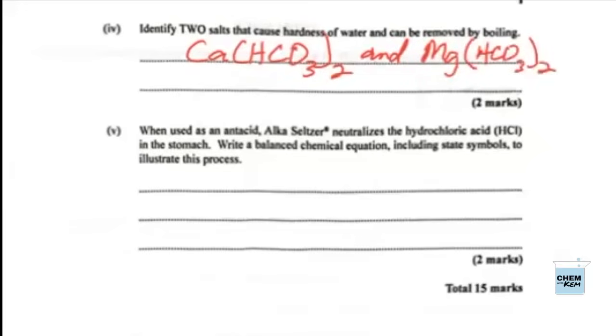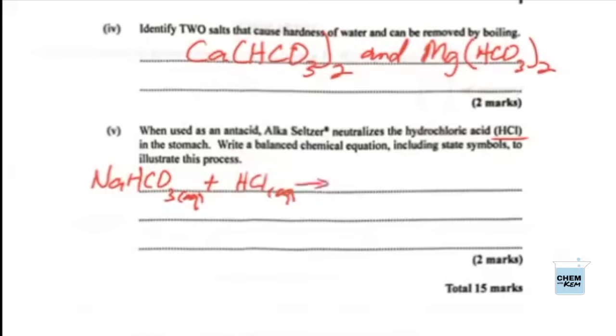When used as an antacid, part 5, Alka-Seltzer neutralizes the hydrochloric acid in the stomach, and they gave the formula of HCl. Write a balanced chemical equation, including state symbols, to illustrate this process. So sodium bicarbonate, NaHCO3. If you put solid, it would be good, but then again, you would probably add this to water. So it would be in aqueous medium, this plus HCl, stomach acid.